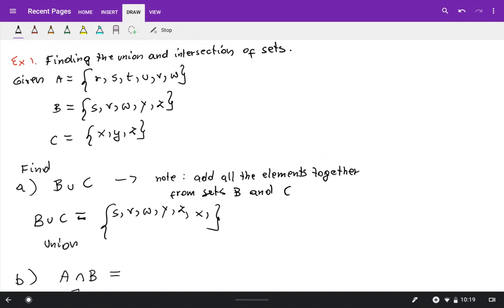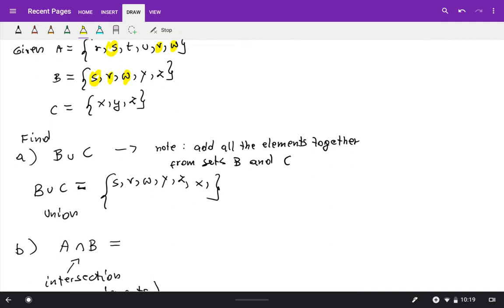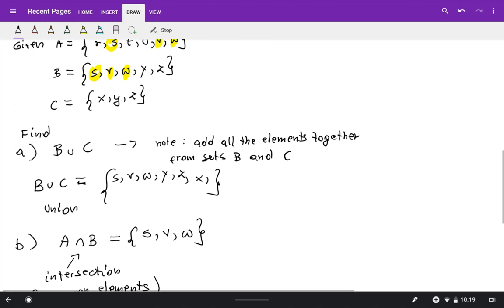So I see that we have S. I see that both sets have V. And I see that both sets have W. Okay, and that's it. So our intersection will be the elements which you see in both set A and B. So that's the set of elements S, V, W, because those are the elements which are the same in set A and set B.